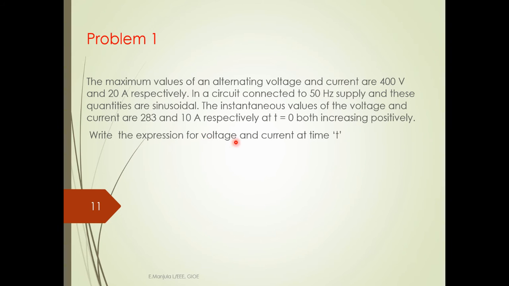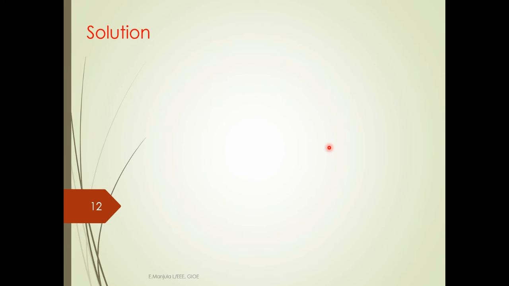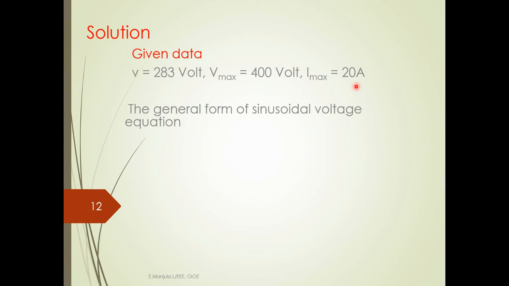Write the expression for voltage and current at times. So we have to write the expression. Here the instantaneous voltage value V is equal to 283 volts, V maximum is equal to 400 volts, and I maximum is equal to 20 amps.